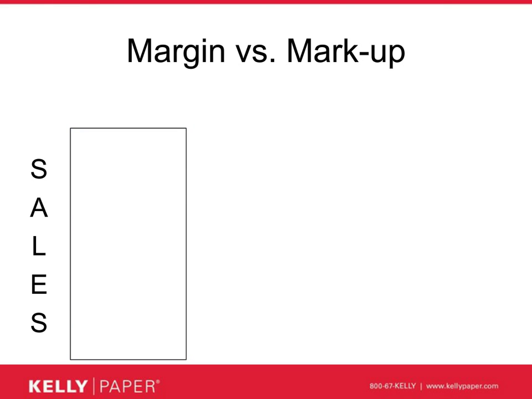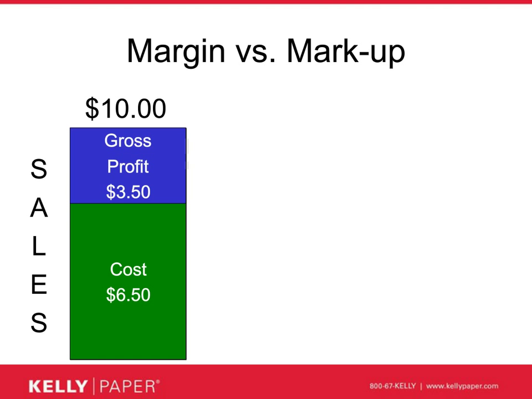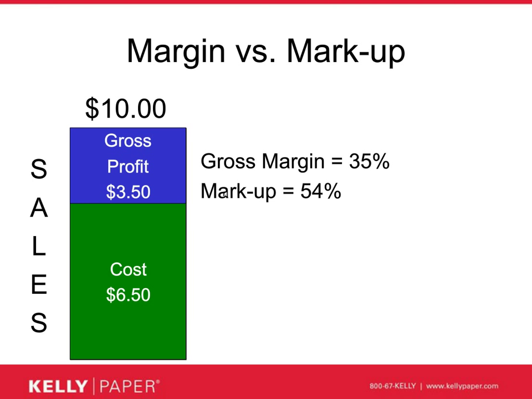Here's an example with the same sell price but a different cost. Here we see the sell price of $10 and a cost of $6.50. This means our gross profit dollars are $3.50. This is a profit margin of 35%. To achieve this result, we marked the product up 54%.